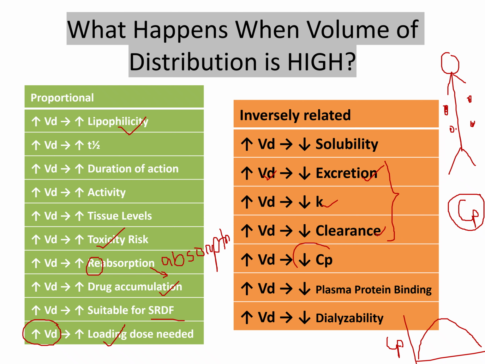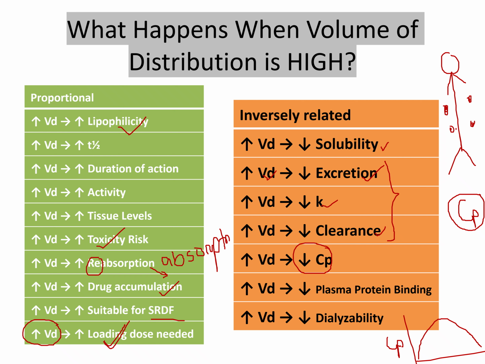We have already shown here that for the drugs which have a high VD, the CP has decreased. So whenever CP has decreased, their dose would need to be increased because the drug is in different organs, not in the blood. So a high loading dose is required. This is important for volume of distribution. However, some of the properties are inversely related to the volume of distribution. For example, solubility is inversely proportional to VD. Then excretion, elimination rate constant, clearance are also inversely proportional to volume of distribution.